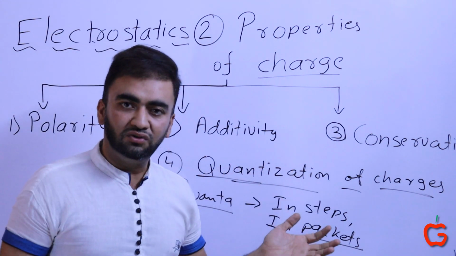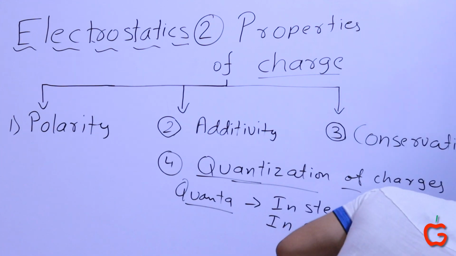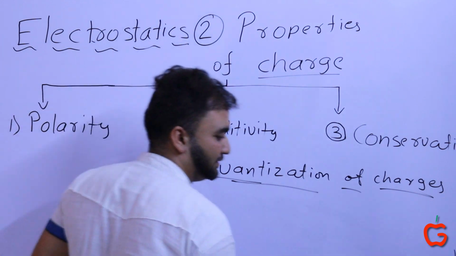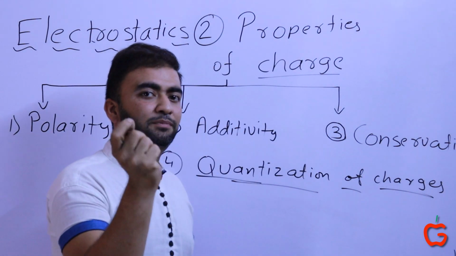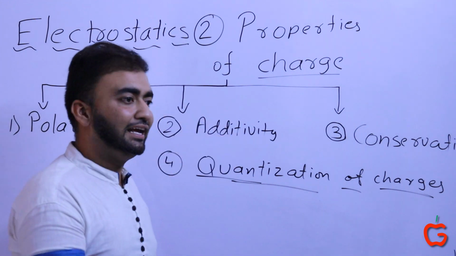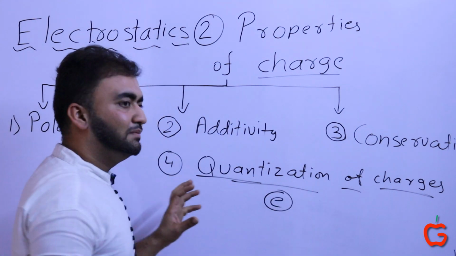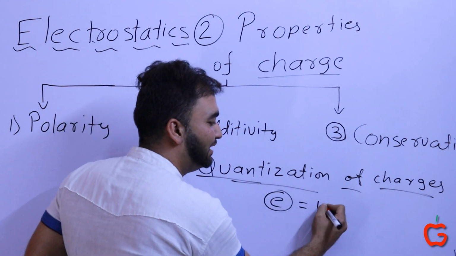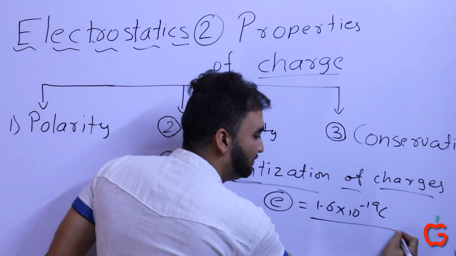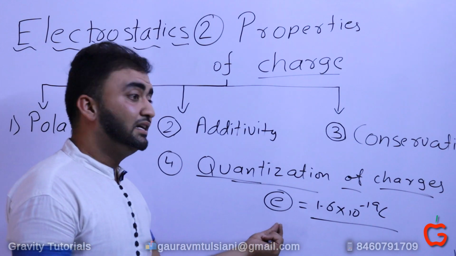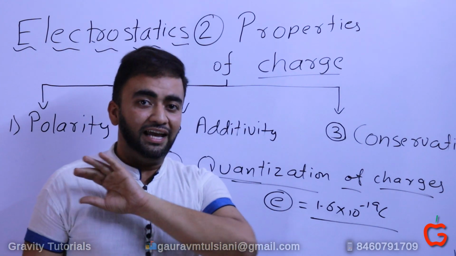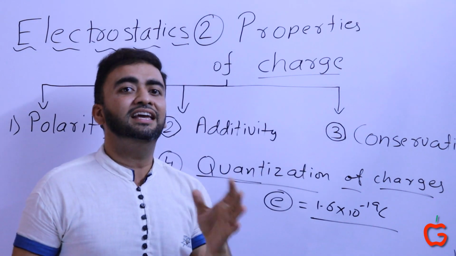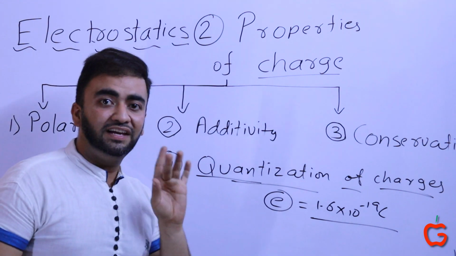So charge is also quantized. When I say charge is quantized, I mean charge always occurs in discrete steps. What is the most basic step of a charge? The smallest possible value a free charge can take is called e, our favorite elementary charge, the value being 1.6 into 10 raised to minus 19 coulomb. This is the quanta of charge. Be it any charge in nature, as high as millions of coulombs to as low as a few microcoulombs or millicoulombs, they are in steps of e.